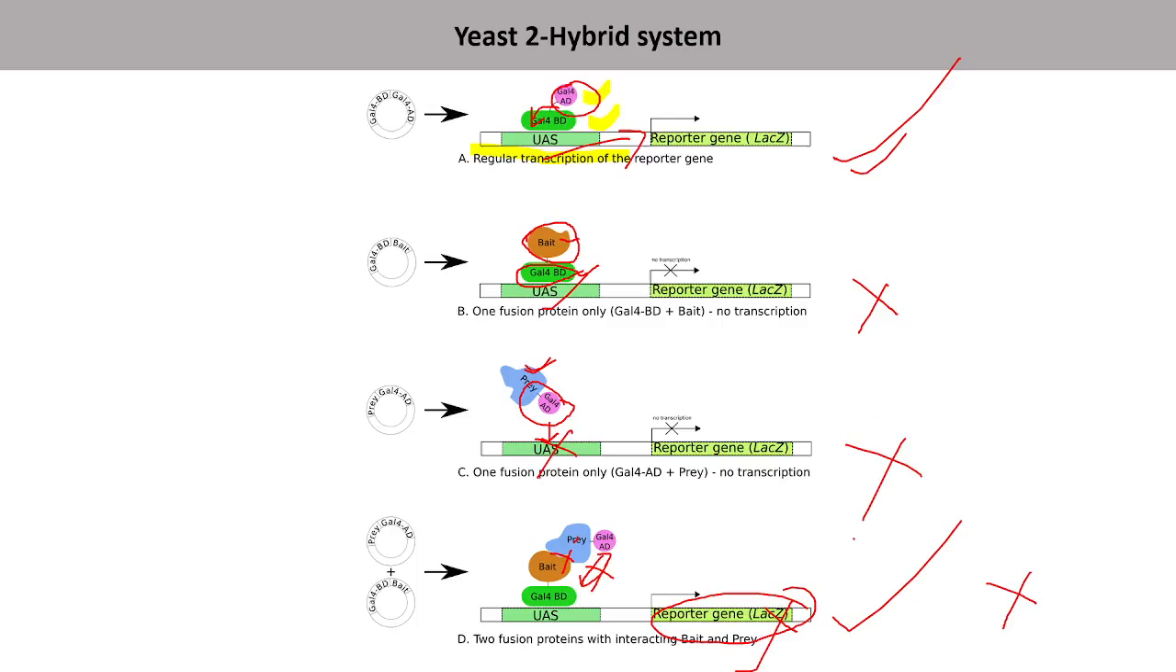This is how, by this mechanism, we know whether the two proteins that we have selected are actually interacting with each other or not. And this is how a yeast two-hybrid system works. By this we are able to understand whether two proteins interact with each other.